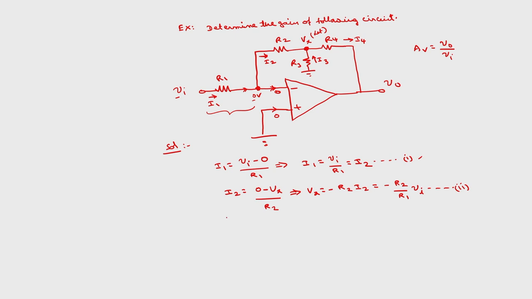Then coming to I3, the expression is, this is the current direction, from ground to Vx. So I3 is equal to 0 minus Vx divided by R3. So this is equal to minus Vx by R3. But from this second expression, what is Vx? Minus R2 by R1. So minus of minus becomes plus R2 by R1 R3 into Vi.